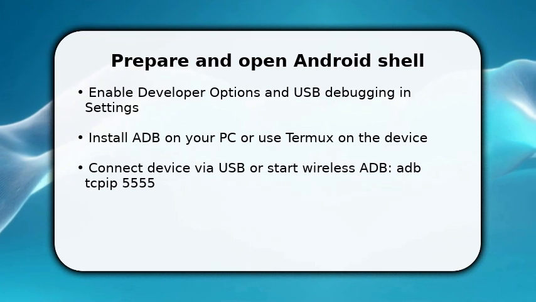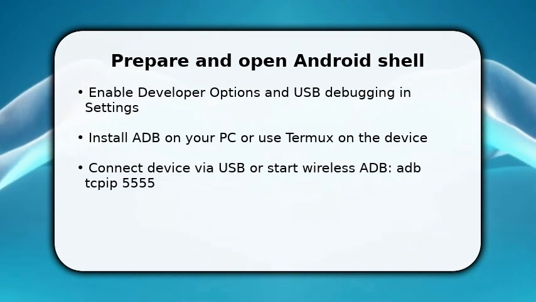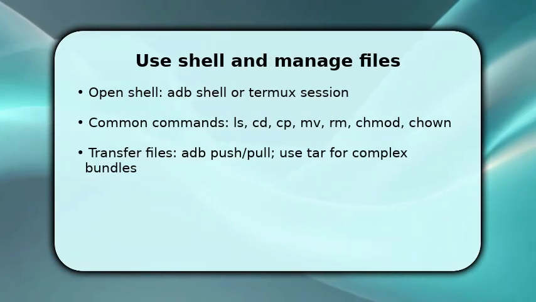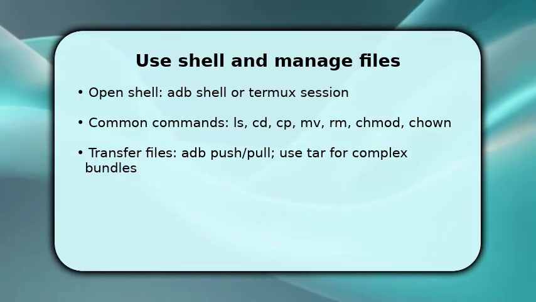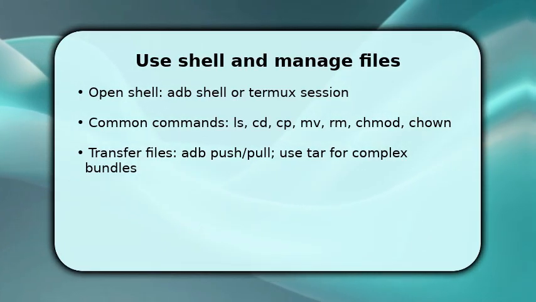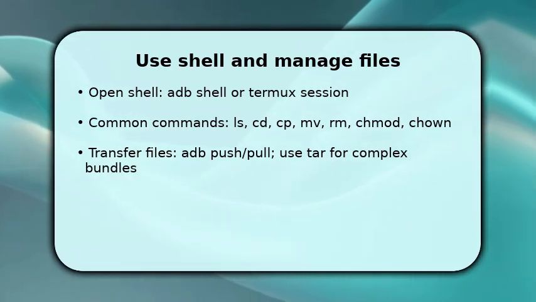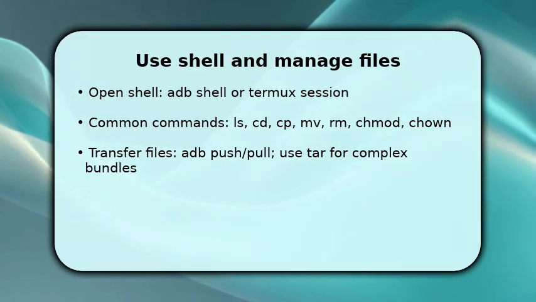This first step gives you a shell prompt where you can run commands as yourself or escalate to root if required. You enter the shell with adb shell or continue inside Termux. Once there, list directories and navigate with ls and cd to find targets. Use cp, mv, and rm for basic file operations and change permissions with chmod or chown when apps need access.